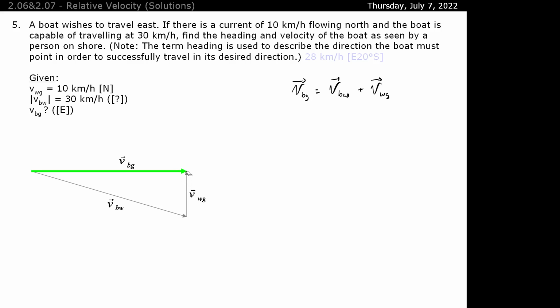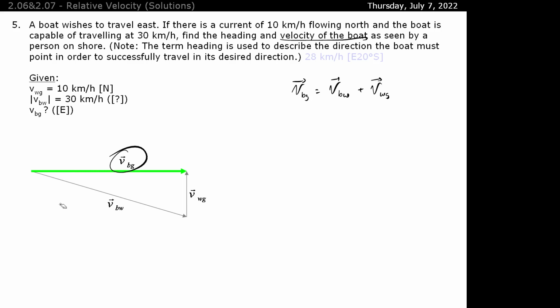First off, what are we trying to look for? Oh, we're trying to look for how everyone sees the boat traveling. Okay, so the boat seems to be traveling, or pointing at least, at this angle over here. So let's figure out that angle. Okay, velocity of the boat as seen by the person on the shore. Oh wait, no, we're trying to look for this one. Sorry, we're trying to look for that one.